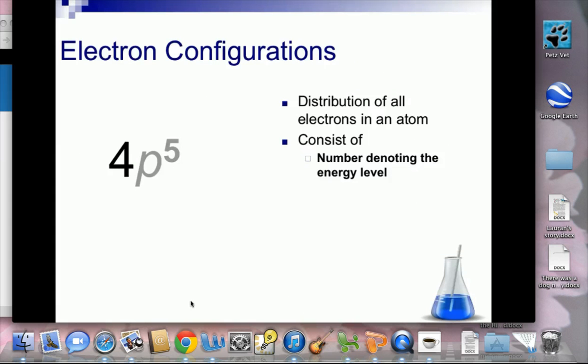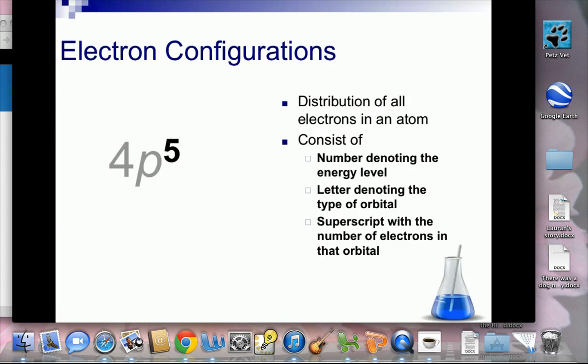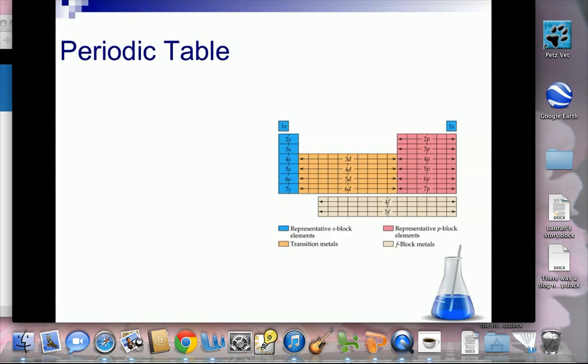The electron configurations are a way that we distribute all of the electrons in an atom. They consist of the number indicating the energy level. So this is the 4th energy level. The p will indicate the type of orbital, and the 5 indicates the number of electrons in that particular orbital.